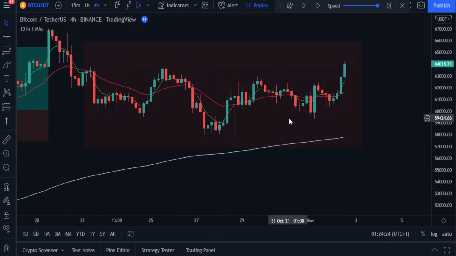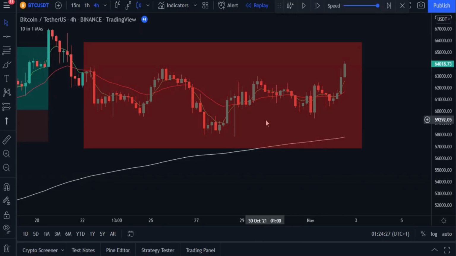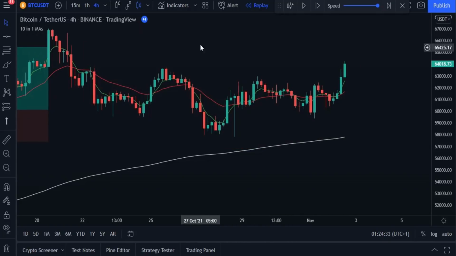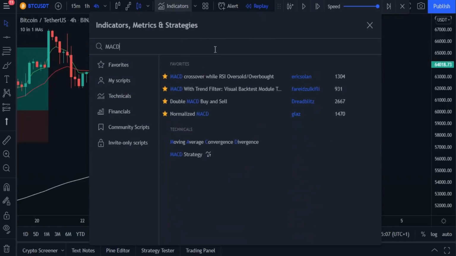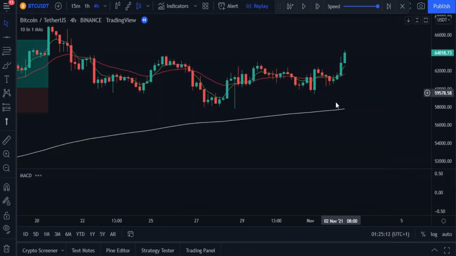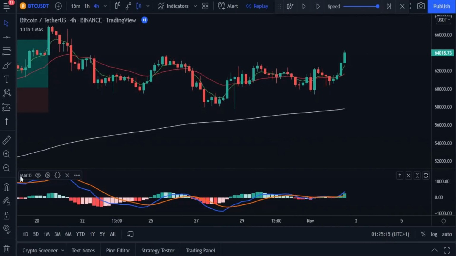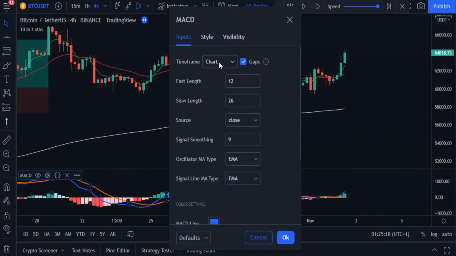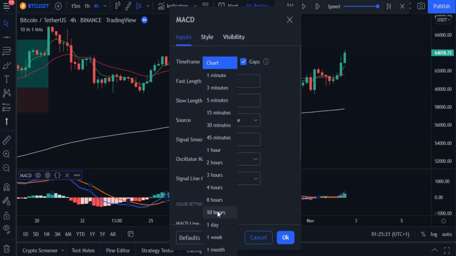Well, to get rid of all these ramifications and get pure and accurate signals, we will use another indicator, and this indicator will be the MACD indicator. We open the indicators, search for it, and then apply it. Now go to the settings, open the input section, and do not change anything except the time frame, choose 1 day.